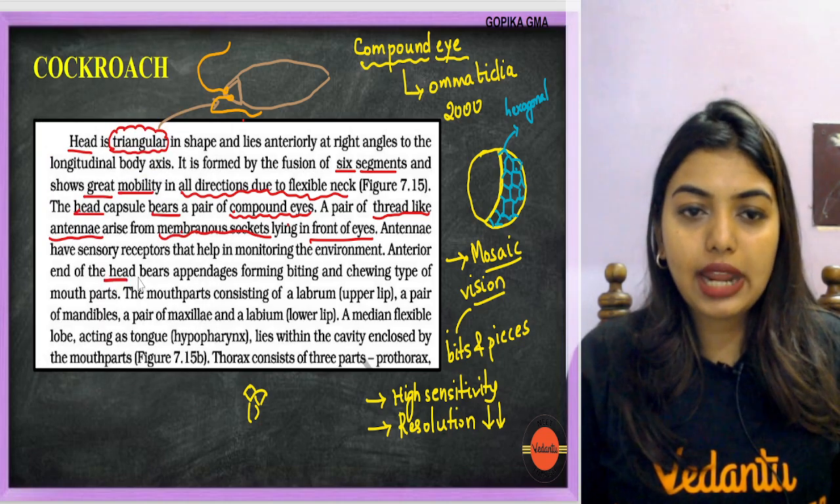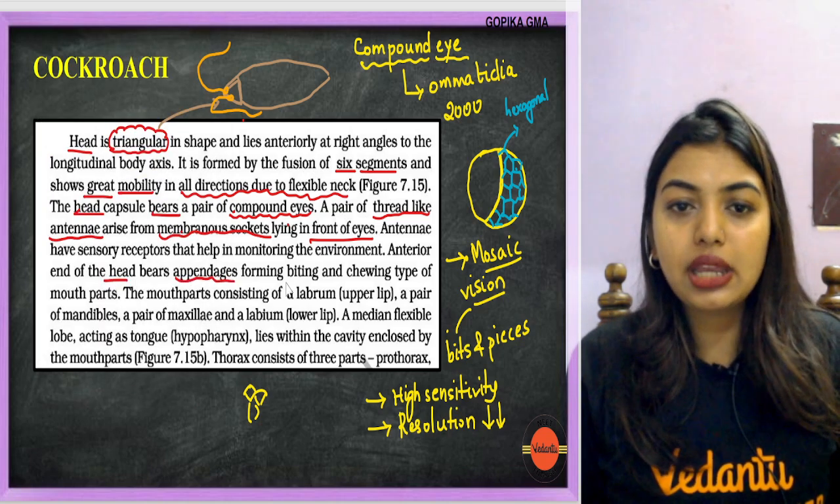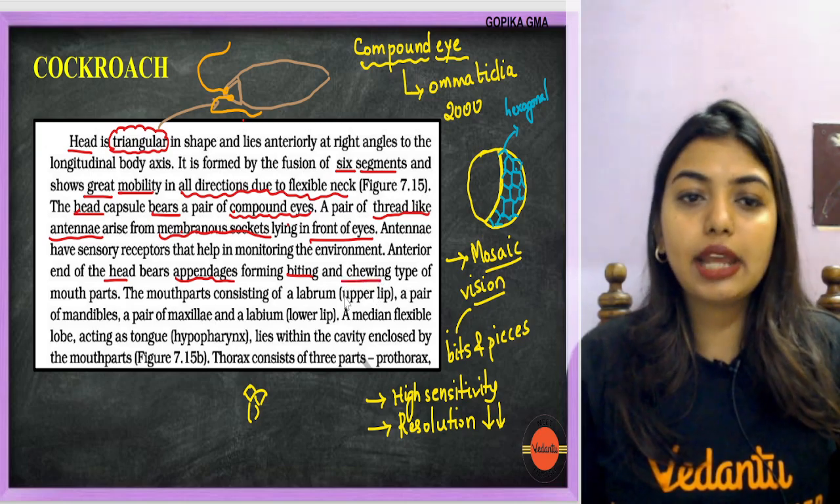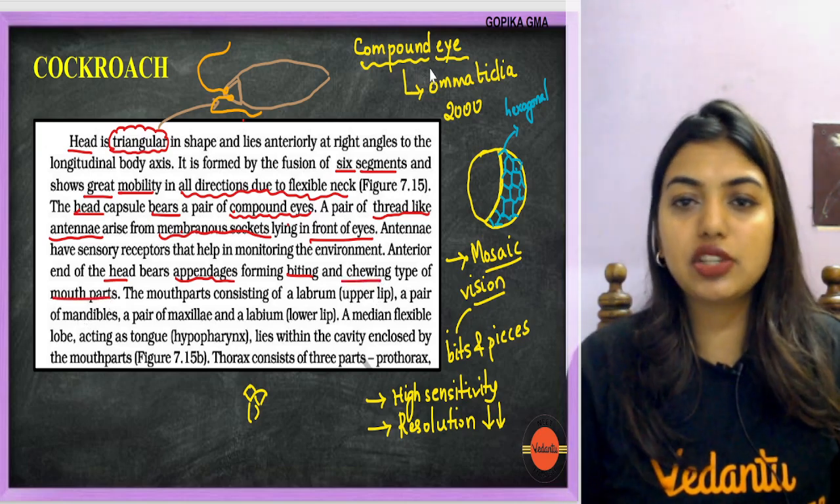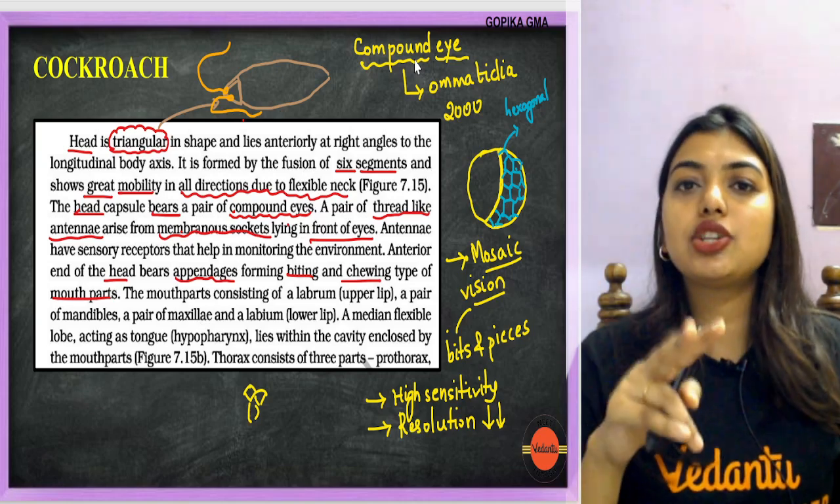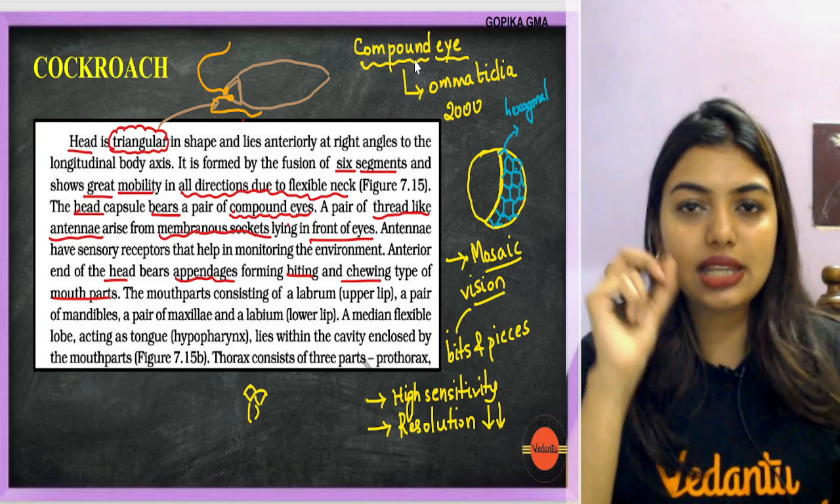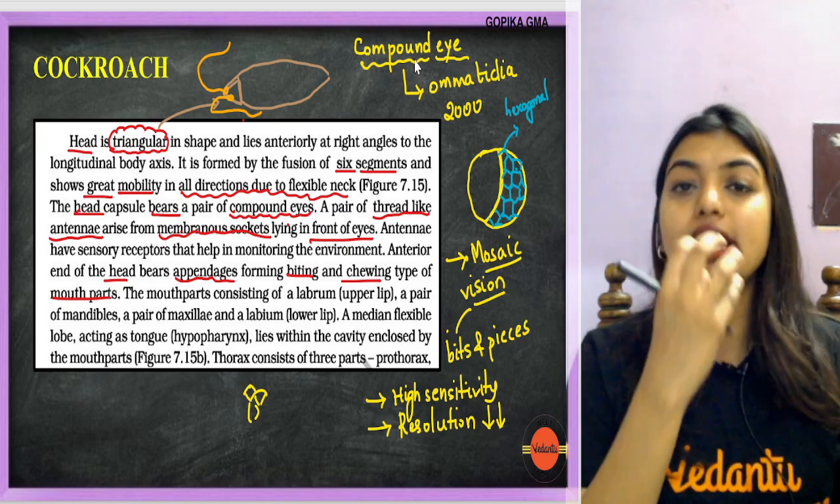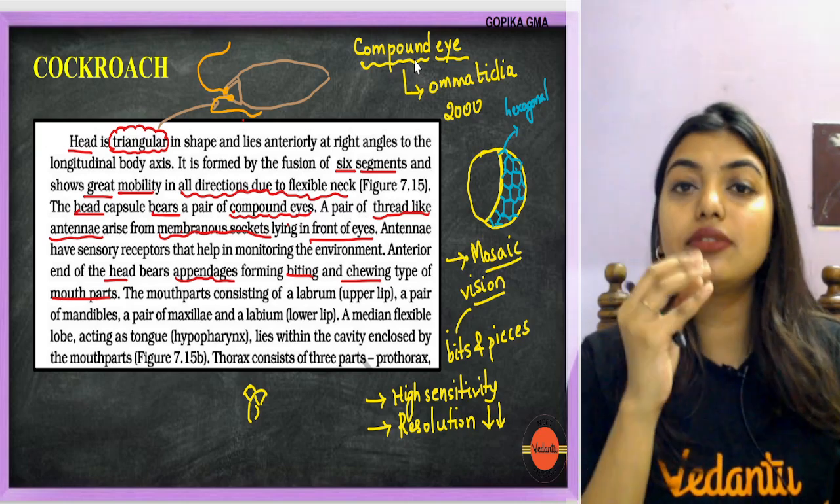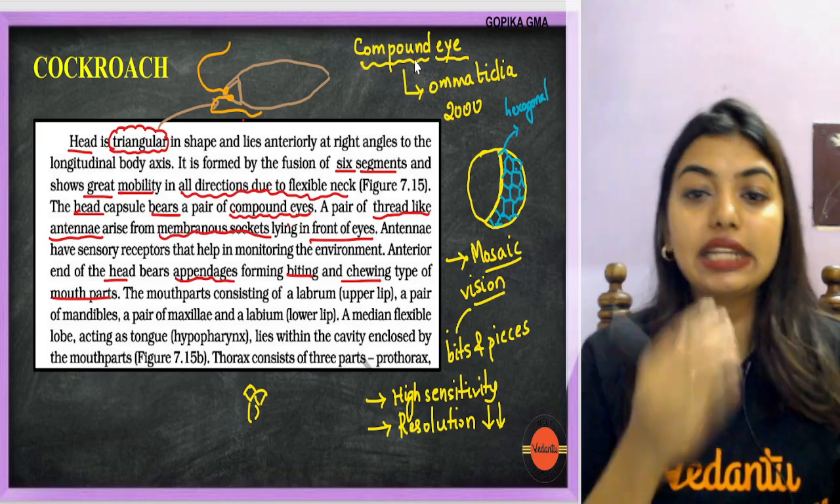Anterior end of the head bears appendages forming biting and chewing type of mouth parts. So in the head region as of now, what all did we see? We saw that they have compound eyes. We understood they have an antenna which has sensory receptors on them. The next thing that they're telling is they have mouth parts, and in the mouth parts they have something that will help them in biting and chewing as well.